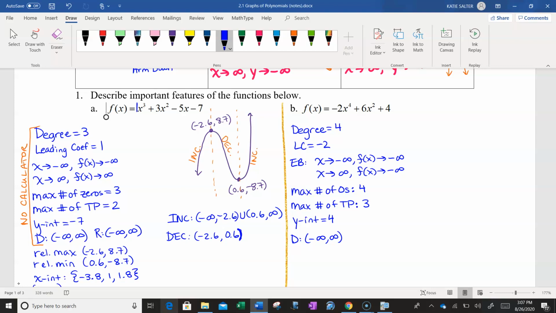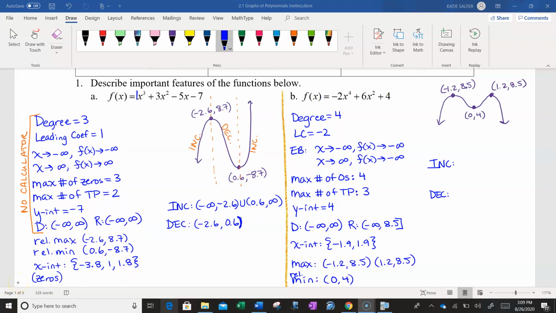But in this case, we do not know the range yet because we know that it doesn't go to infinity like the last one. This one's going to have an absolute maximum somewhere since both arms end up down. So we're going to have to use our technology to graph that and find those max and mins and our x-intercepts. So go ahead, if you haven't done that, and do that.